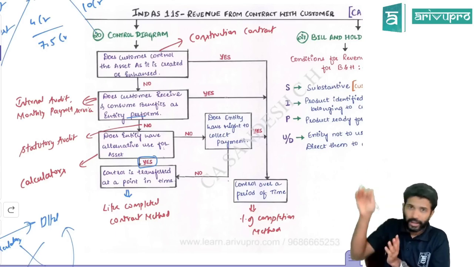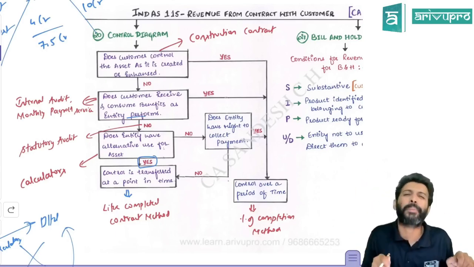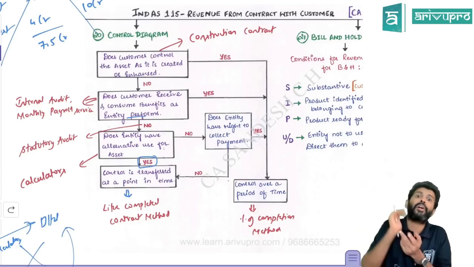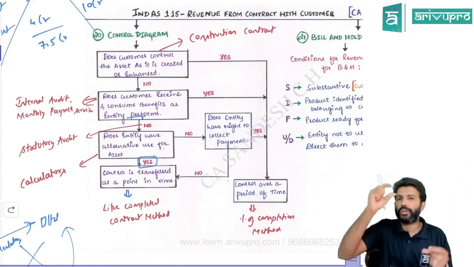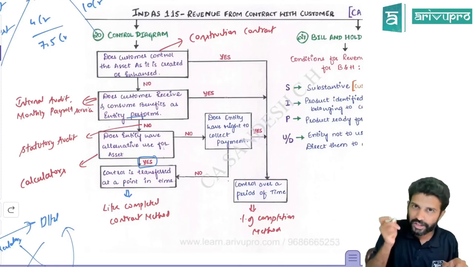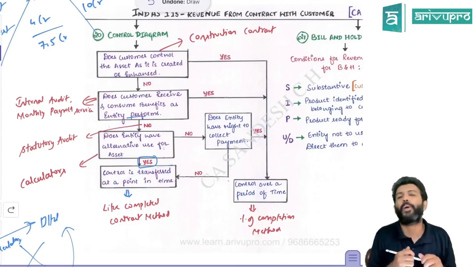If you don't have the right to collect the payment, then control is satisfied at a point in time. Or if you say no, we do have an alternate use for the asset: if the contract gets cancelled, we can sell these goods to somebody else. So if the entity has an alternate use for the asset, the answer is yes, then control is satisfied at a point in time.